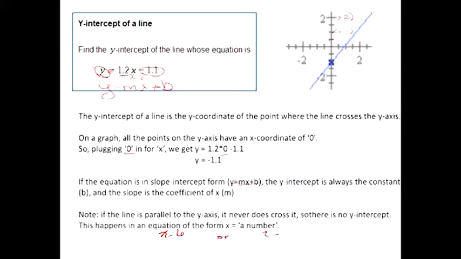So x equals 6 or x equals negative 2. Okay, so if there's not a y at all, then there's no y-intercept. And so then that line would be parallel to the y-axis, so it wouldn't cross it.